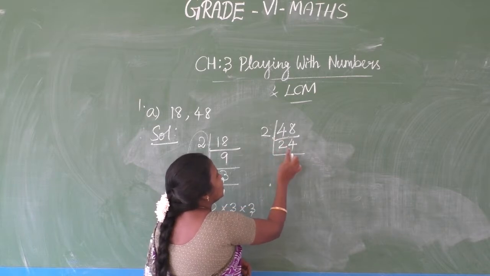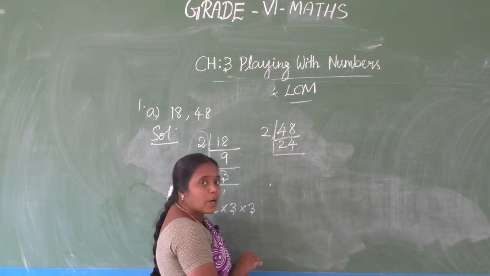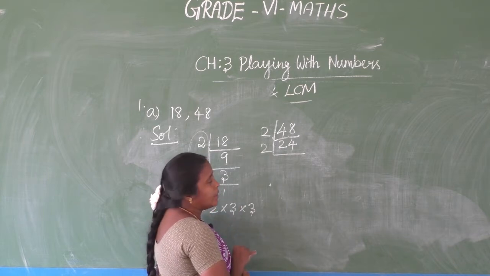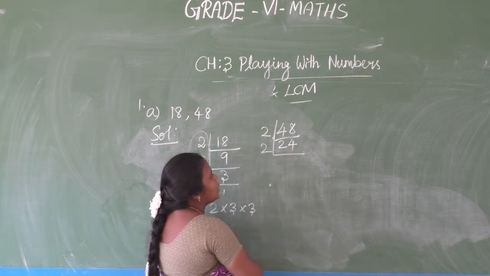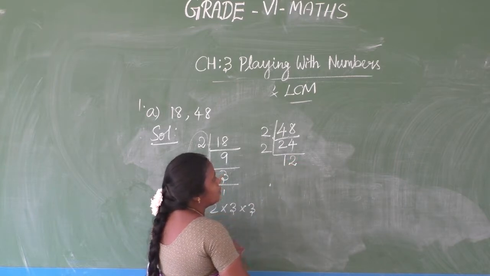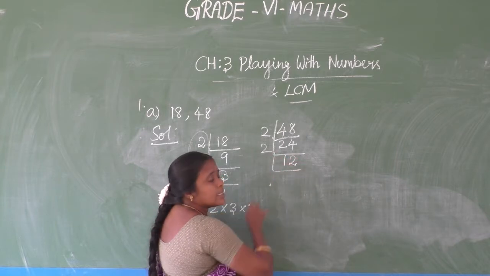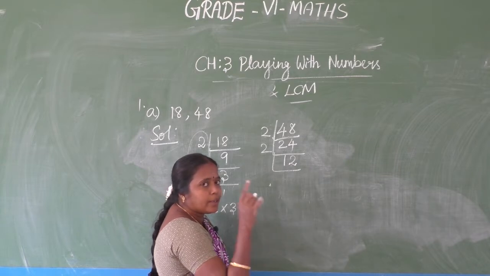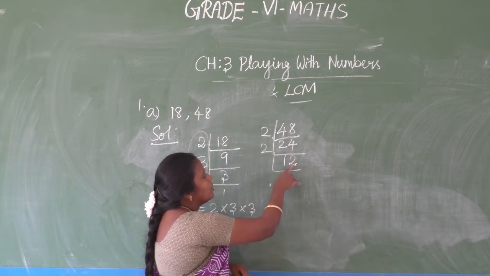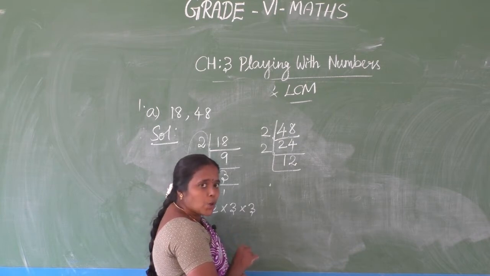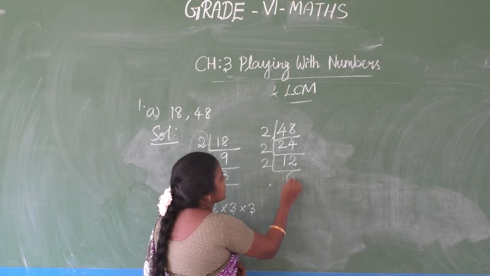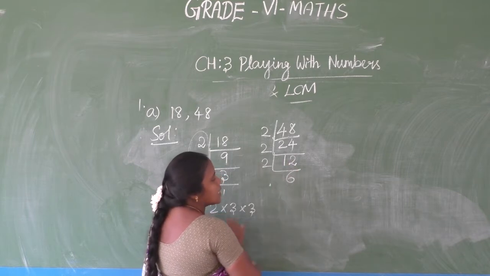Likewise, now 24 again. 24 is a composite number, so we have to divide by 2. In 24, how many 2's are there? 1 2 is 2, 2 2's are 4. Divide that, because this is a composite number. We have to find the prime factors of the given number 48. So we have to divide again. In 12, if you divide by 2, how many times comes? 6. 2 6's are 12.